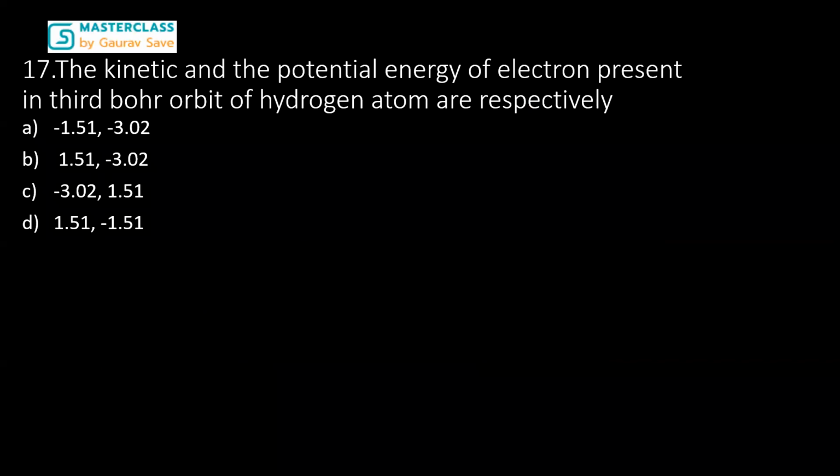Next, the kinetic energy and potential energy of an electron present in the third Bohr's orbit of hydrogen atom are? So, energy in the third Bohr's orbit. Guys, I have told you to memorize by heart the energy of hydrogen for the first 4 orbits, which is minus 1.51 electron volt for the hydrogen atom.